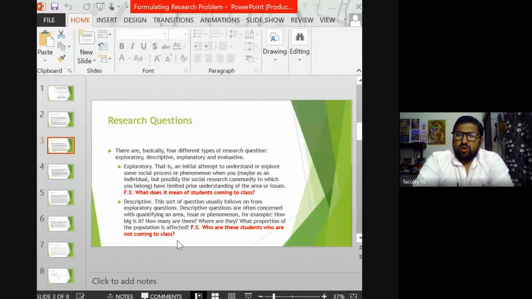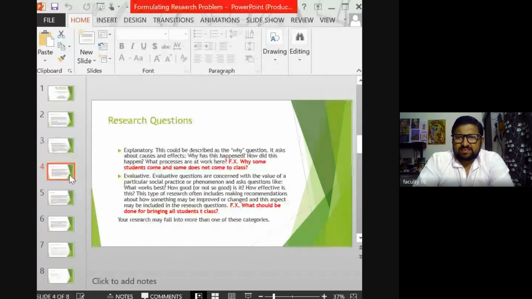There is no hard and fast difference between exploratory questions and descriptive questions, right? Both are not mutually exclusive of each other. They are intersectionally related, but the intention of exploratory questions lies with exploration, or you can say discovery, and the intention of descriptive questions is to describe what is explored or what is discovered, right?